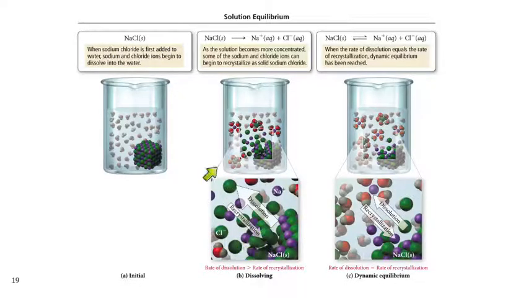So at first the rate of dissolution is faster than the rate of recrystallization. But the rate of recrystallization depends on how many sodium and chloride ions are in the solution. And so as it continues to dissolve, we'll get to a point where these two processes are equal. It's a dynamic equilibrium.